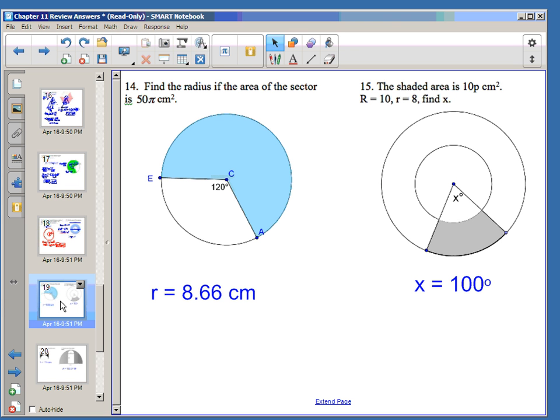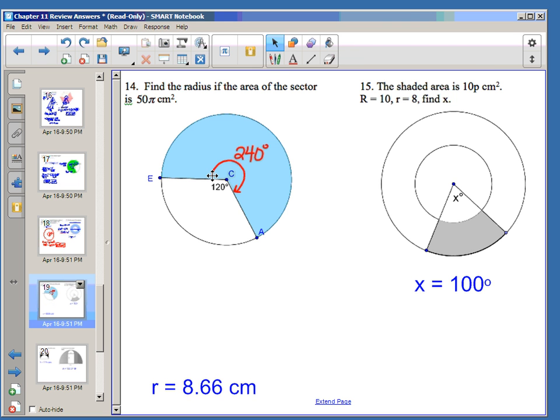Find the radius if the area of the sector is 50 pi centimeters. So the way I look at this, I like to do it the proportion way. First of all, sector is always going to be the shaded region, so I need to find the angle that makes the shaded region. And in this case, it's going to be 240 degrees.